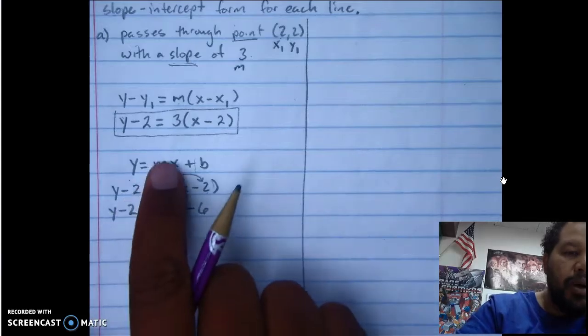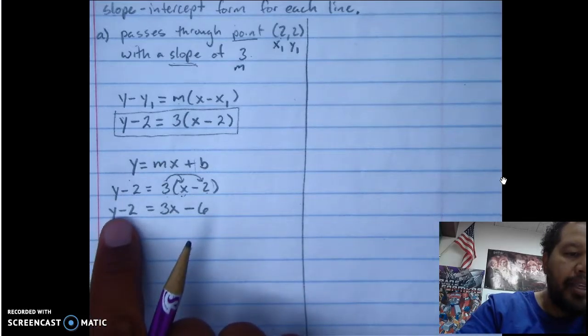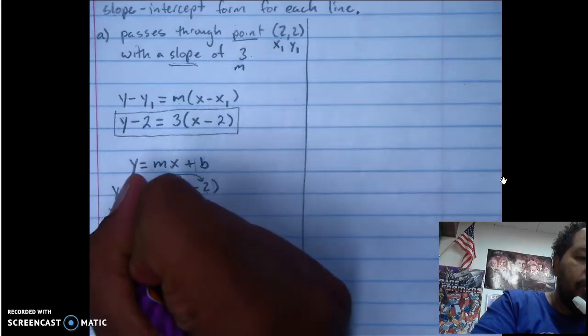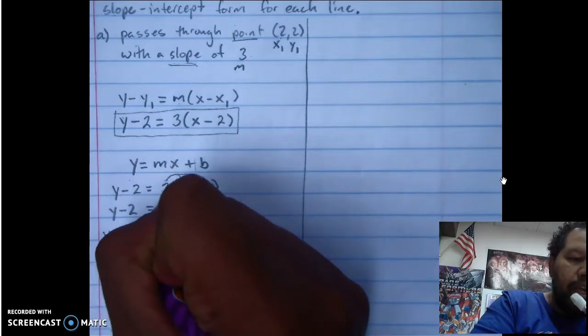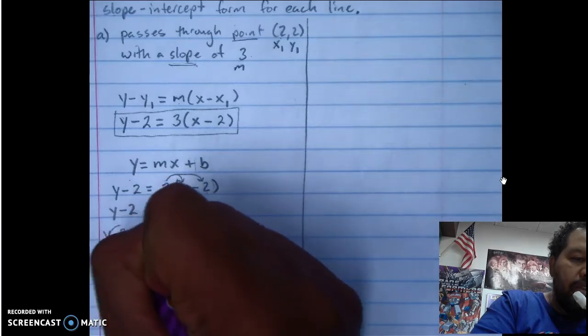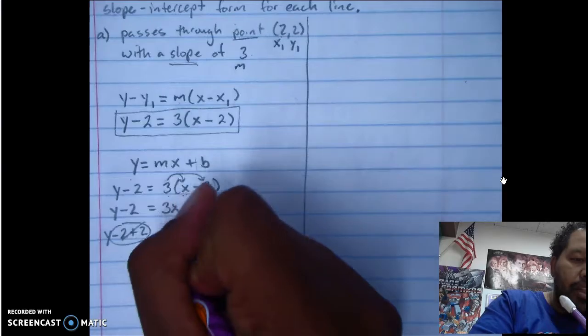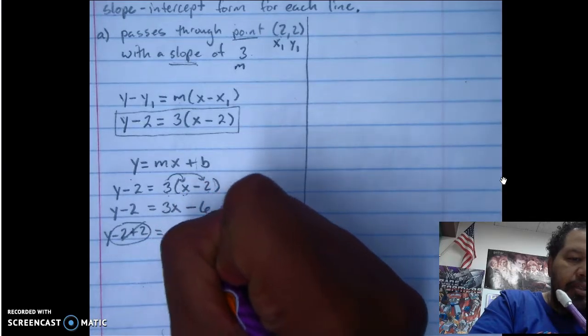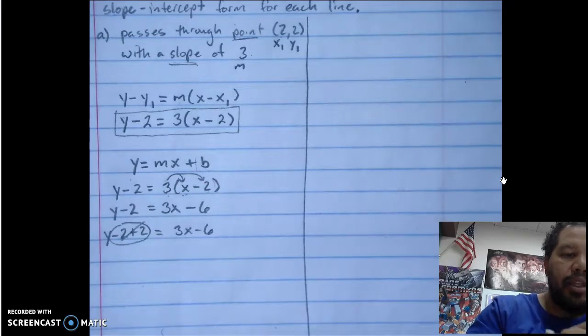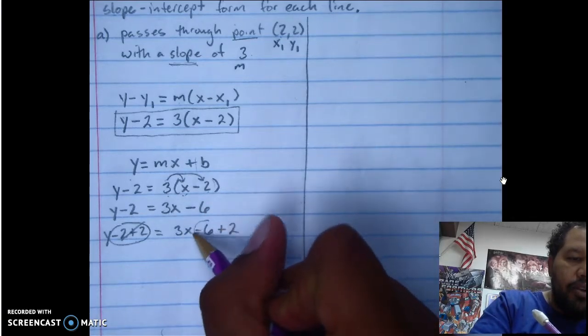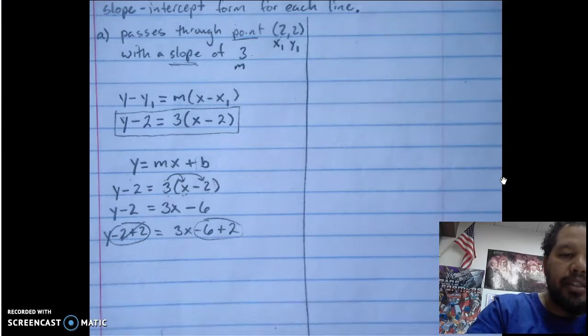So it's almost in the slope-intercept form, but the y still has that subtract 2. So what do I need to do? I need to add 2 to that. So I'm going to have this subtract 2 and add 2. So these two end up canceling each other. Equals, we have 3x minus 6. And since I added 2 to the left, I'm going to add 2 to the right. And these two are like terms, so they combine together.